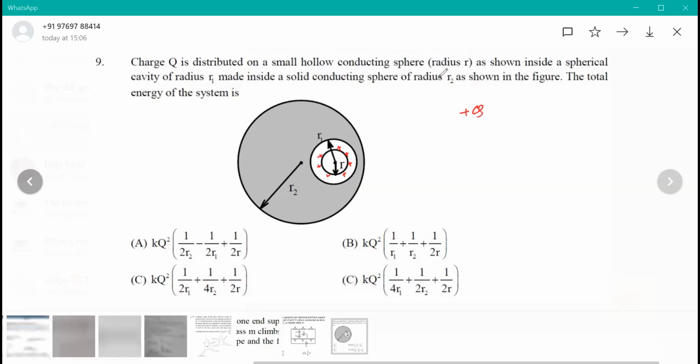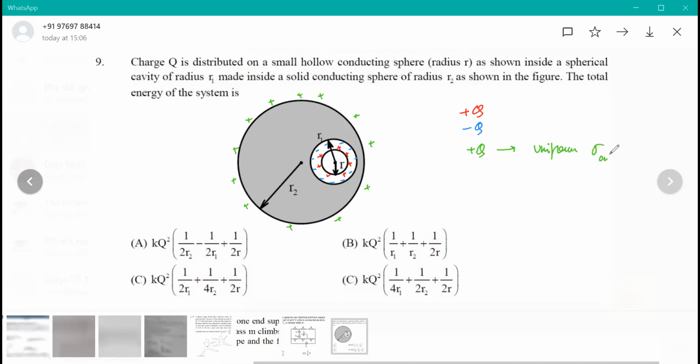Now that will induce a uniformly distributed negative charge on this inner surface. So Bhumik, I hope you're understanding this induction. So that will be minus q. And because the solid sphere is neutral, there will be plus q that comes outside, and that plus q will also be uniformly distributed. Why will it be uniformly distributed? Because this charge is not influenced by the charge inside. The electric fields are cancelling each other.